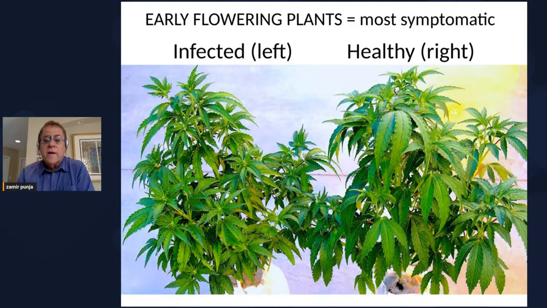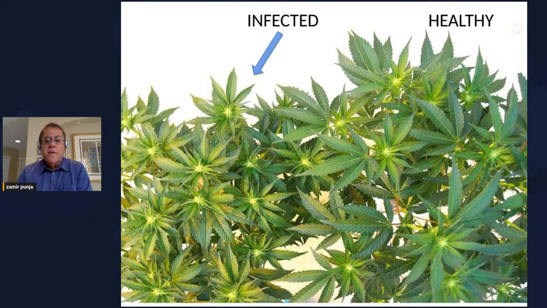So this is an early flower. And as the plant advances, this is now week three in flower, you can see the smaller flower size, the smaller bracts, the smaller leaves. It's more or less a stunted growth that will tell you that this potentially has hop latent viroid in it.